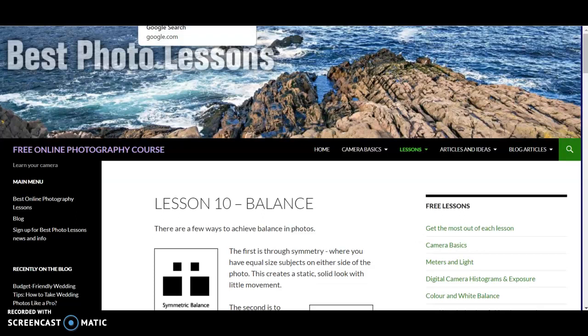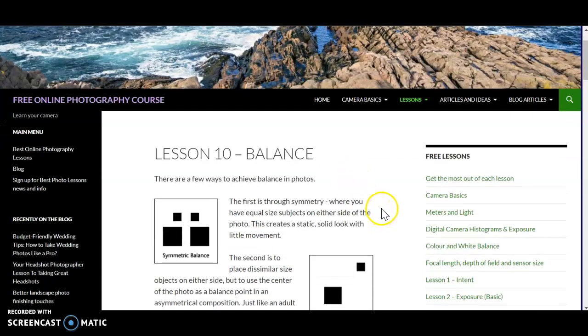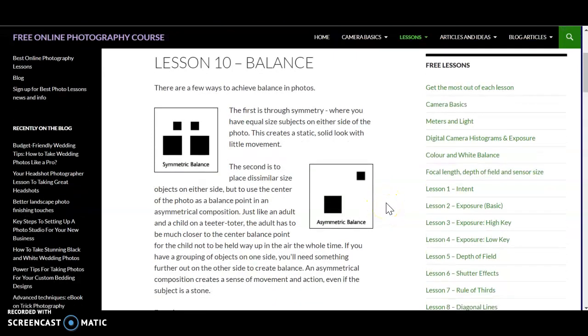Hi guys, what we're going to do today is talk about more photo composition tricks and tips. And this one is going to be a lesson on balance. There are two ways to achieve balance that are typically understood in photographs. One is symmetric balance, where both sides are similar or the same, and the other is asymmetric balance, where things are slightly different and they kind of offset each other.